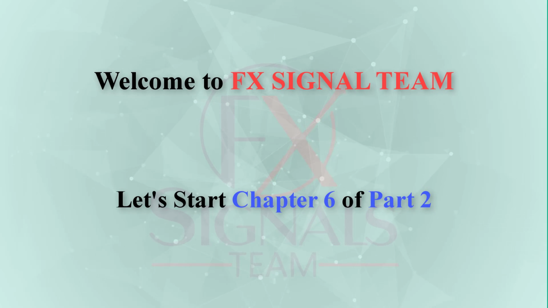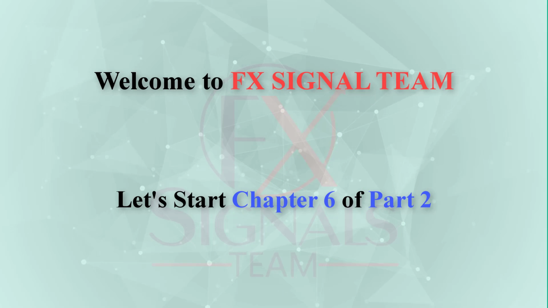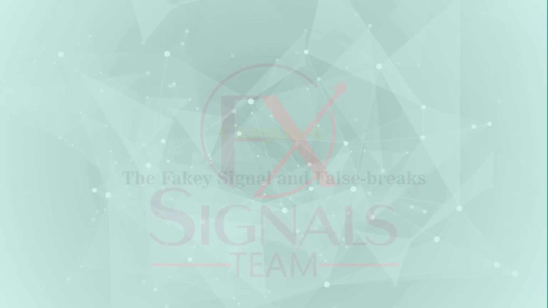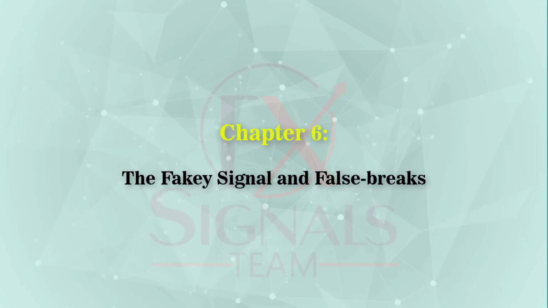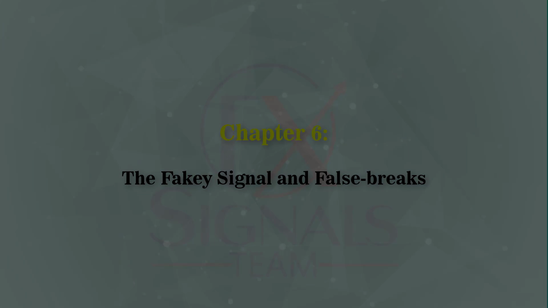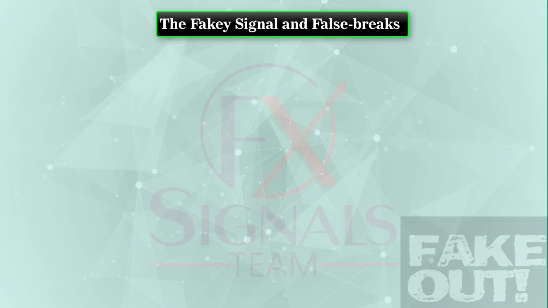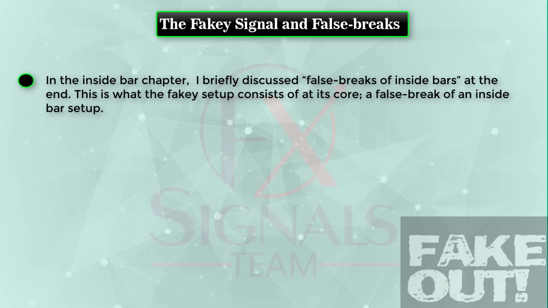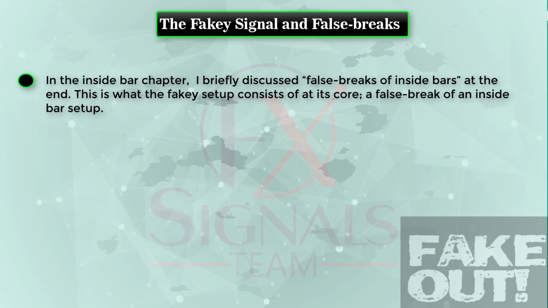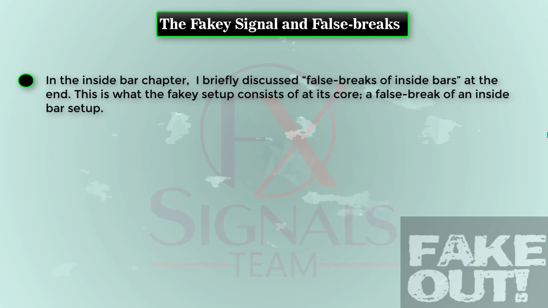Today, we are going to start 6th chapter of Part 2. The main topic of this chapter is the Fakey signal and false breaks. Let's start. In the inside bar chapter, I briefly discussed false breaks of inside bars at the end. This is what the Fakey setup consists of at its core, a false break of an inside bar setup.